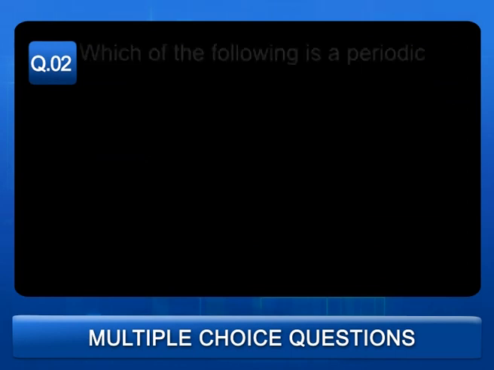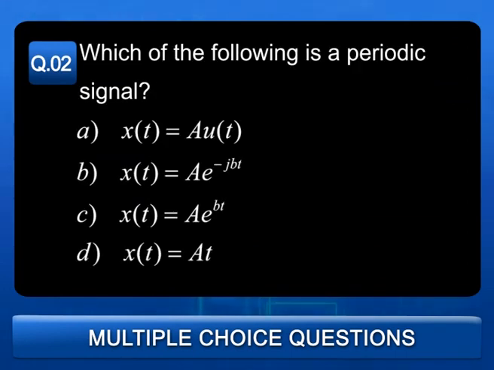Now let us go to question number 2. What does question number 2 say? It says, which of the following is a periodic signal? The first one is x of t is equal to A u of t. Okay, it is a unit step signal. B, x of t is equal to A e to the power of minus j b t. It's a complex exponential signal. C, x of t is equal to A e to the power of b t. It's an exponential signal. And D, x of t is equal to A t.